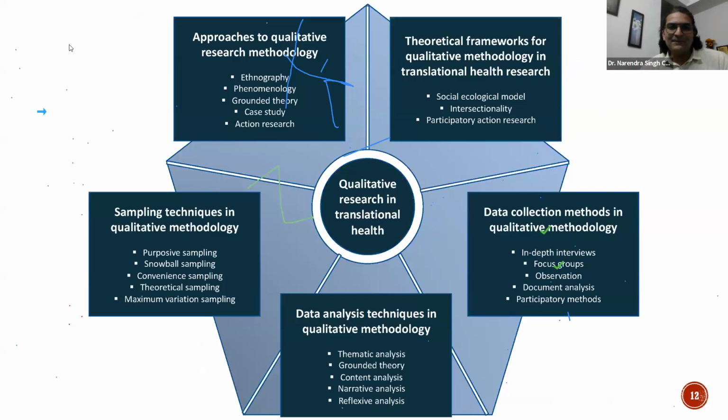Now these are certain approaches in qualitative research. For example, ethnography, phenomenology, grounded theory, the case study, and action research. And then these are the theoretical frameworks for qualitative research, especially if we talk about health research, because largely that has started from there. So the social ecological model, intersectionality, and participatory action research. So let me start with action research.